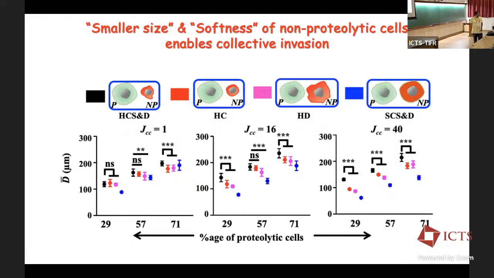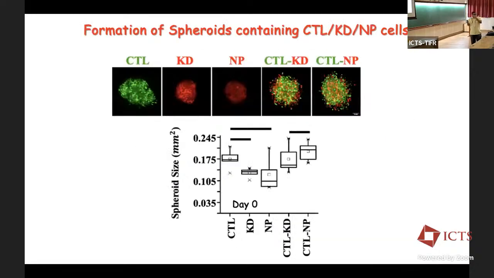And I tracked the translocation for each of these conditions, and you can clearly appreciate, irrespective of the proportion of proteolytic cells, you have the maximum drop with the blue condition. Which means that it is basically the combination of softness as well as small size which is enabling the proteolytic cells to come out, thereby driving invasion of the collective population. So to test this, we made these spheroids either using control cells, right?